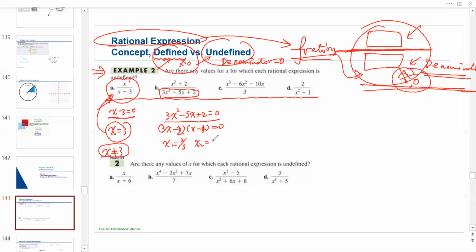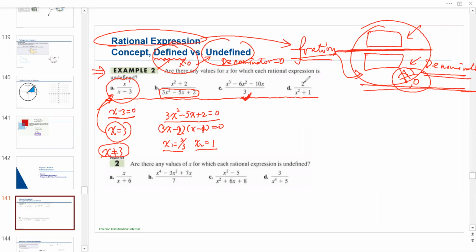The second solution is 1. So when x equals 2 over 3, or the other one is 1, they would make this denominator become 0. So when it's 0, this rational expression is undefined. The third one, obviously, they are given a constant number here, so they're never undefined, right? The denominator is 3, so it never equals 0.